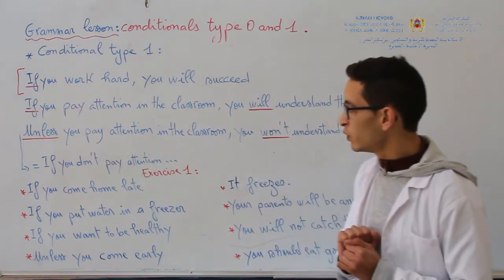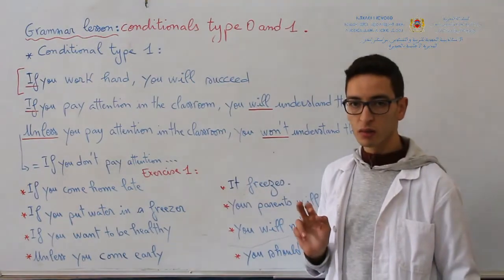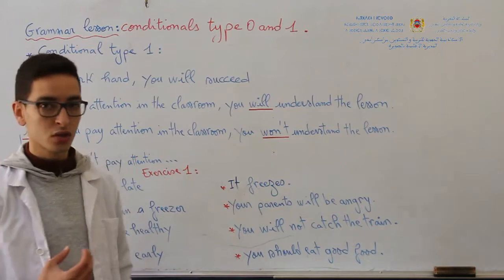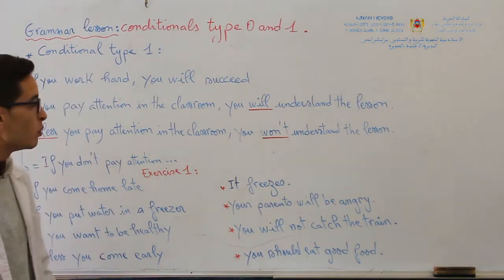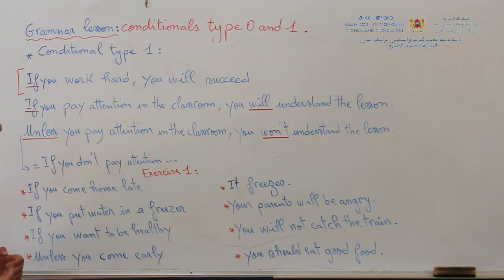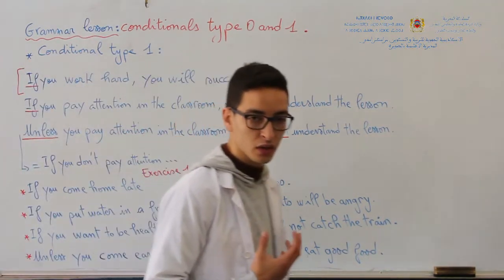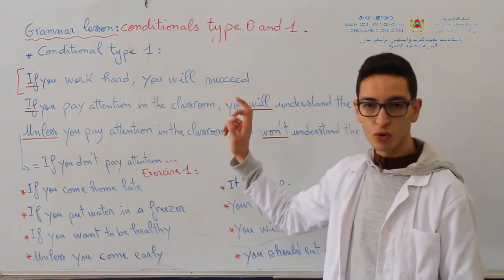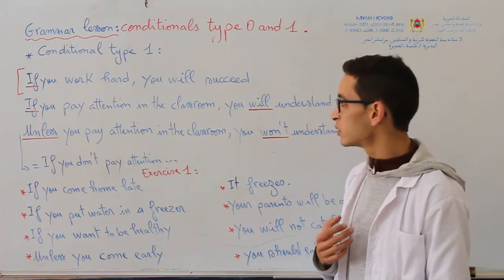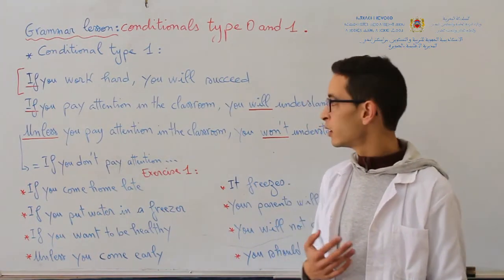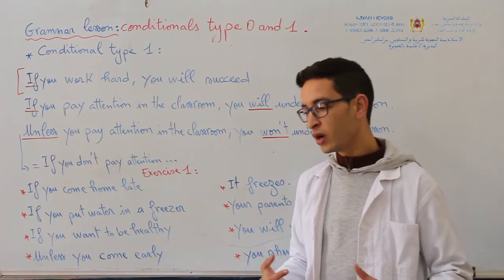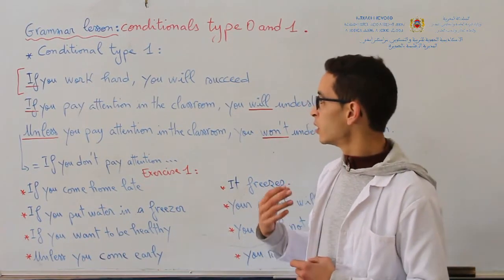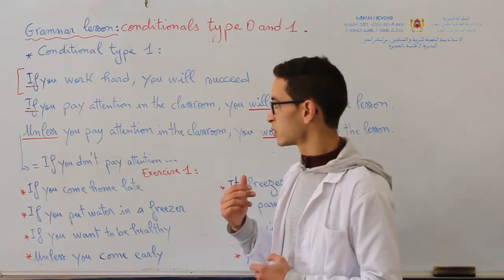Example number 1: if you work hard, you will succeed. So this is a very usual sentence that teachers usually say when they want to motivate their students, or when they want to give some sort of advice to their students. So hard work usually leads to success. There are people who work hard and who unfortunately don't become successful. Why? Because of some external factor. But the usual outcome, or the usual result, is success.